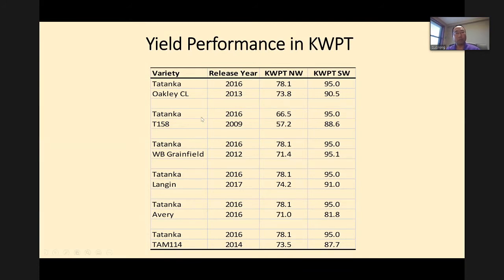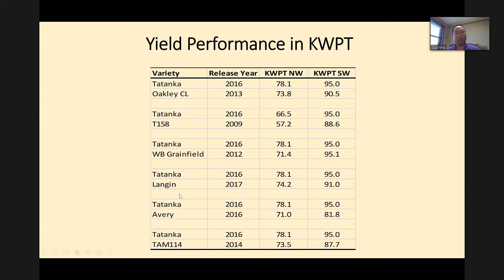Also, Tatanka, compared to other varieties, has a very good yield. If you compare it to another popular variety here, T158, in the northwest region it has almost a 10 bushel yield advantage. In the southwest, Tatanka has about a 7 bushel yield advantage. Also, if you compare with the most popular Western variety, Greenfield, you can see in the northwest Tatanka still has a 7 bushel yield advantage, although the southwest region is close, they are very similar to each other.